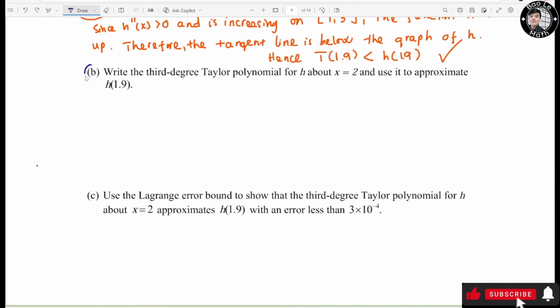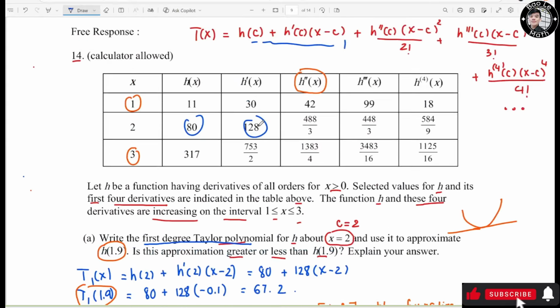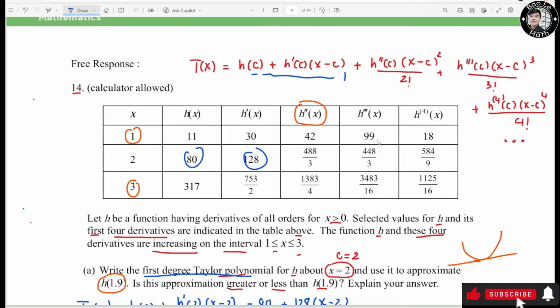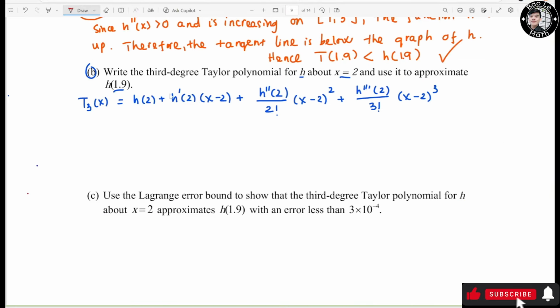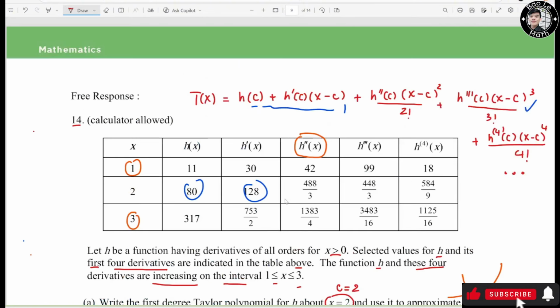Now let's move on to question B. Write the third degree Taylor polynomial for the function h about s equals 2 and use it to approximate h of 1.9. Alright, so we're going to go back to this formula right here, the third degree Taylor polynomial. We're going to stop right here. Now we need to use the values of these terms from the table right here, and then we're going to simplify it.